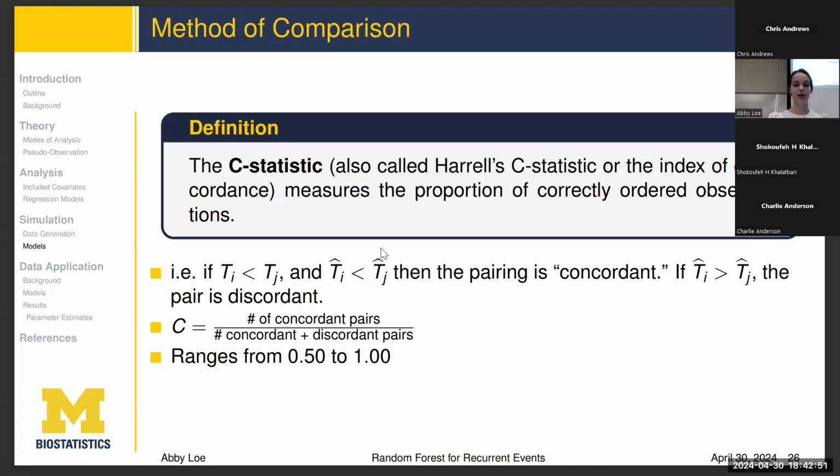A C statistic ranges from 0.5 to 1. A perfect model, again, if you're God, it's going to be 1. If you're flipping a coin, it's going to be 0.5.